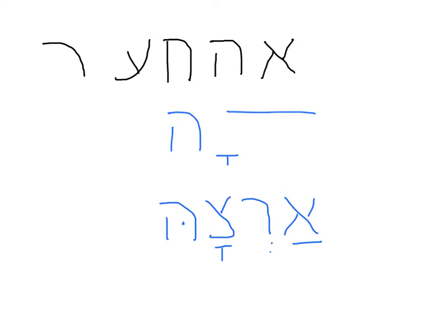If we removed the mapik from the He, then the meaning of the word changes. This would be to a land. And in that case, the He is actually functioning in a whole different way. So it's important to notice whether a mapik is there in the final He, marking it as a consonant.